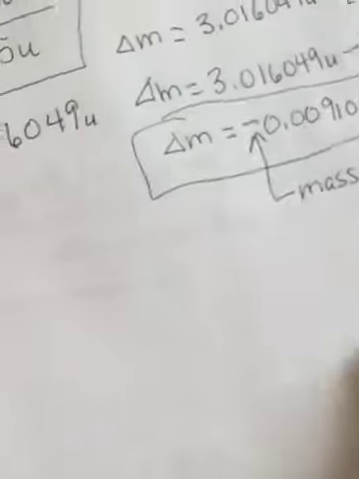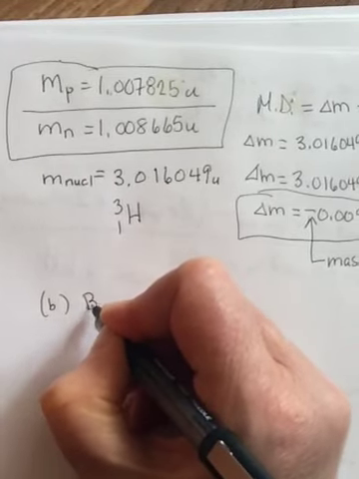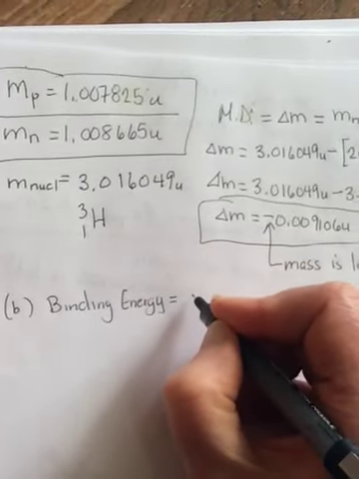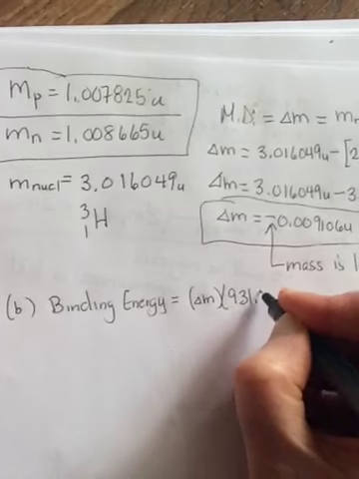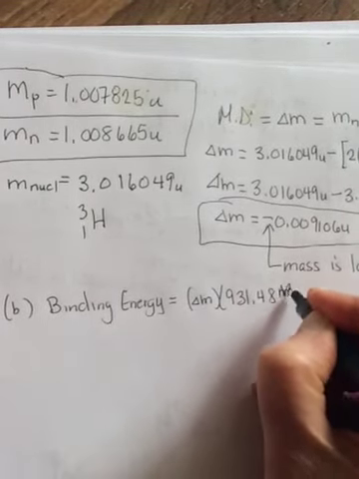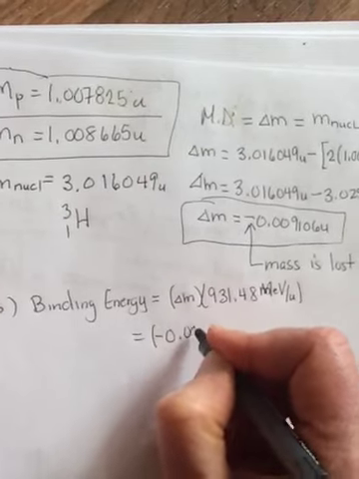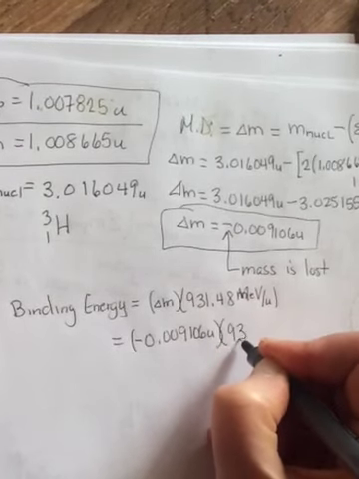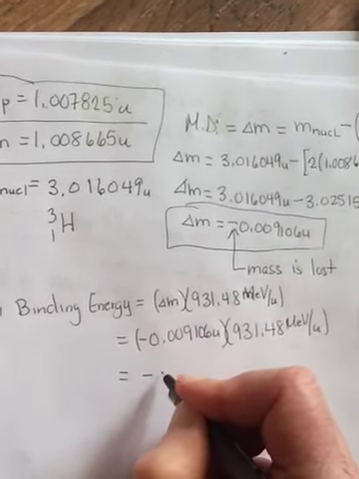Part B would be what is the binding energy? To get the binding energy, if we wanted it in mega electron volts, then it's just the delta m times 931.48 MeV per U. You can leave the negative on if you want: negative 0.009106 U times 931.48 MeV per U.